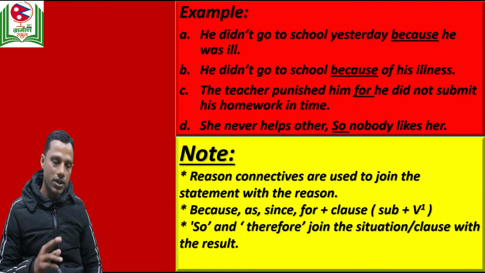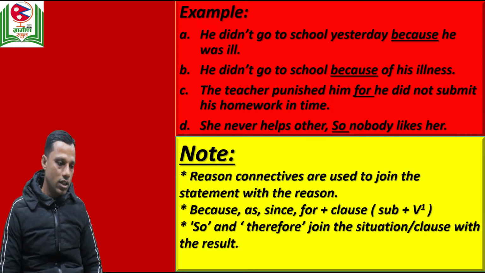So there is a slight difference. The words like because, because of, and for are used before a clause, right? And they join the reasons. But so and therefore join the result with the statement. So this is the difference between because, as, since, for, and so and therefore.